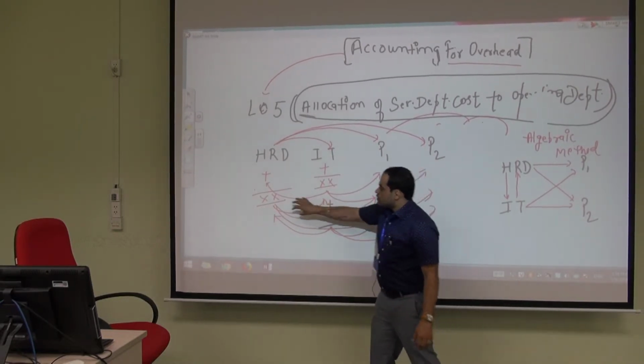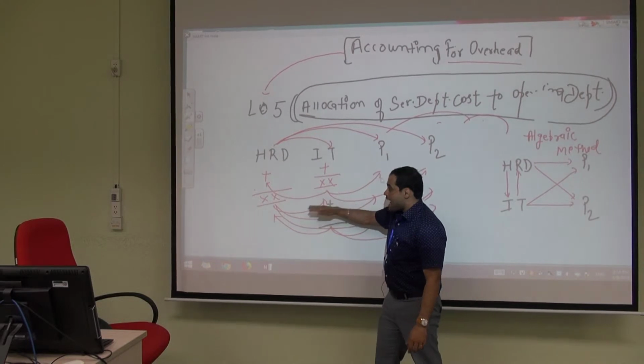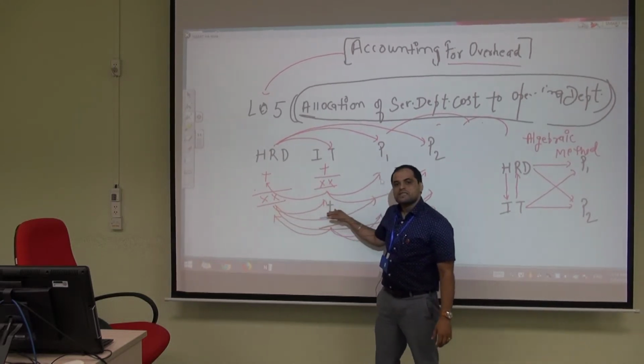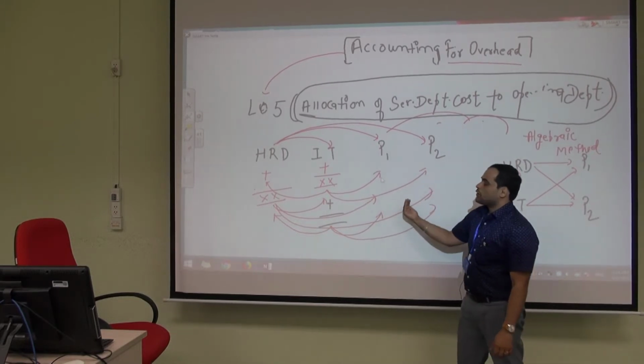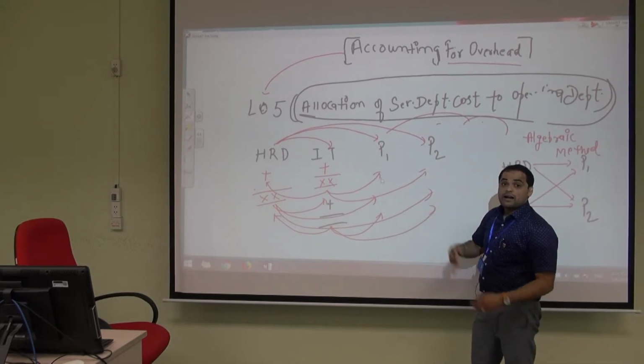So the idea is that you will keep allocating until your balance becomes zero. If your balance becomes zero, it means all the cost is allocated to these two departments. All right.